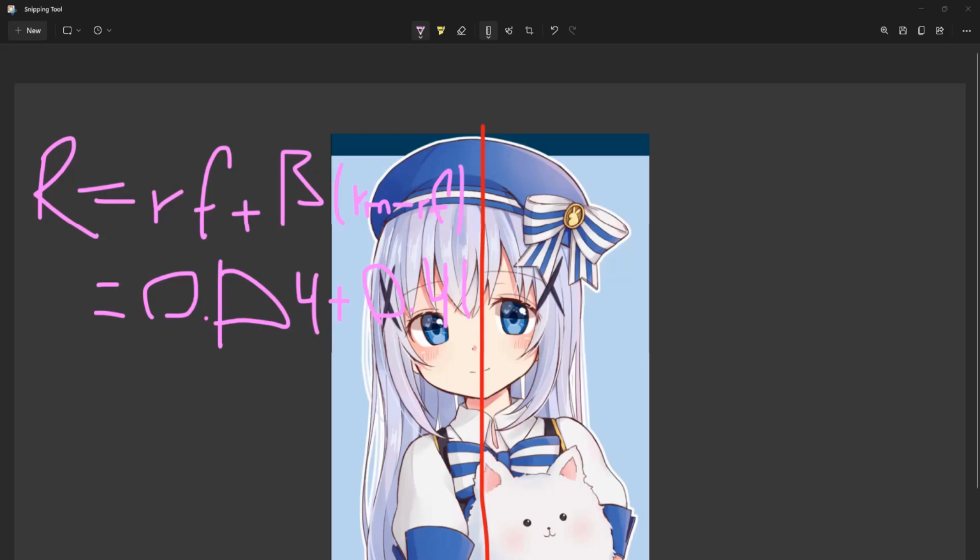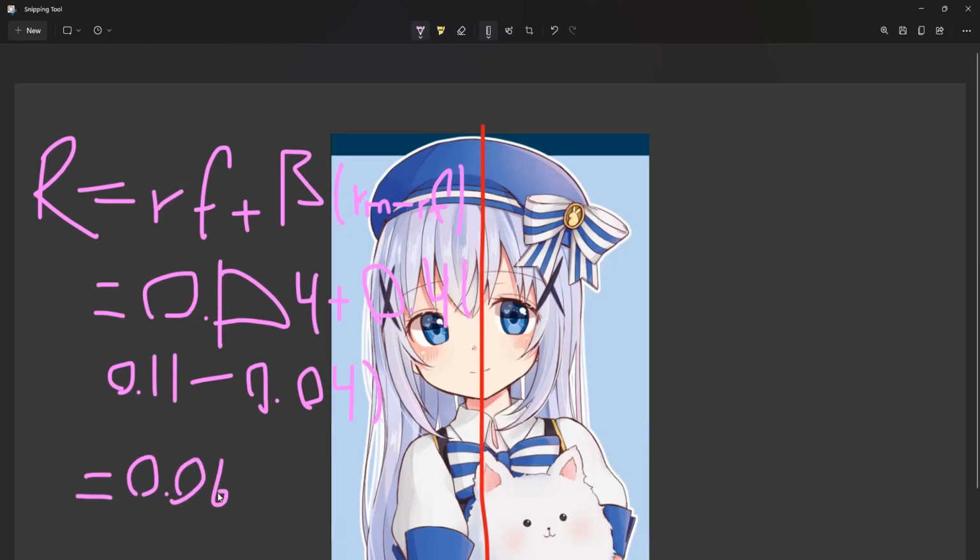But that's okay. The market portfolio is 11%, so 0.11 minus, and since RF here is equal to RF above, it's also 0.04. What you'll do is plug this into a calculator, and it should give you 0.068, which in turn is a 6.8% discount rate, which is equal to R.